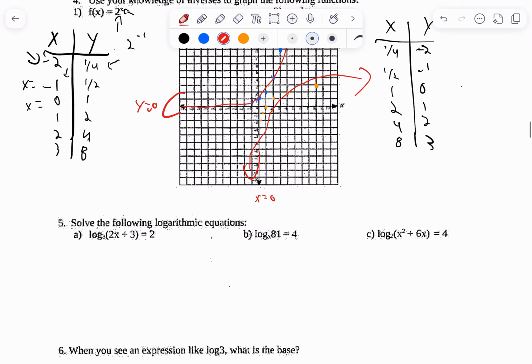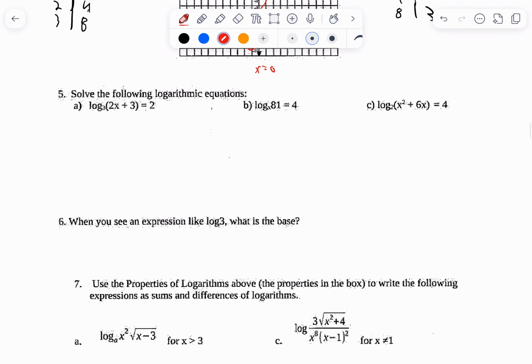Okay. Now number 5. Solve for the following logarithmic equations. So log base 3 of 2x plus 3 equals 2. We're going to take this 3 out and put the 3 in the bottom of this 2. So we have 2x plus 3 equals 3 to the power of 2, which is 9. And then we can get rid of that 3: 2x equals 6, x equals 3.